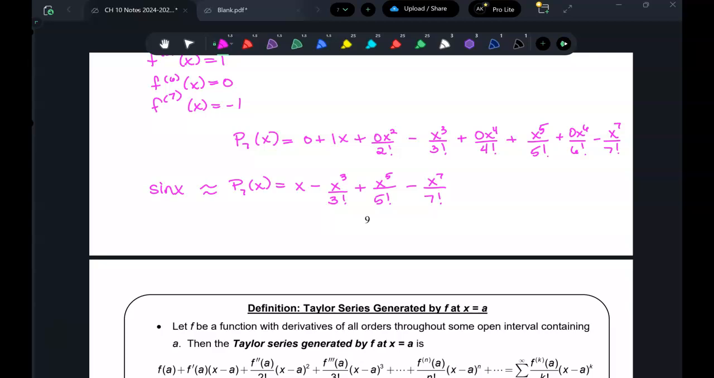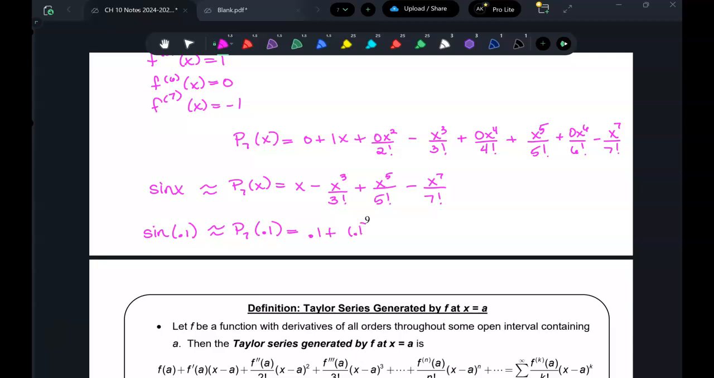Let's say somebody has a calculator? Give me sine of something that's really small, like sine of 0.1, let's say. You want me to type it in? Okay, that's fine. I get it.